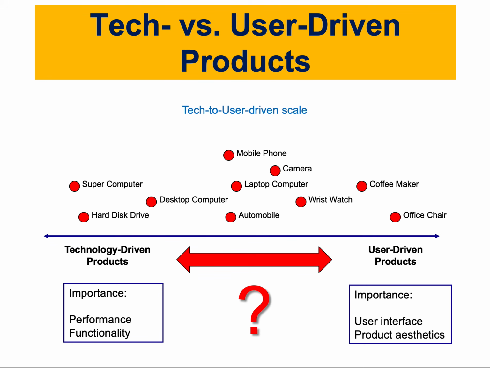You need to identify where the product you are working on is located on this spectrum. This is very important when we look at design for industry and design for environment, because each of these has its own influence on the design.